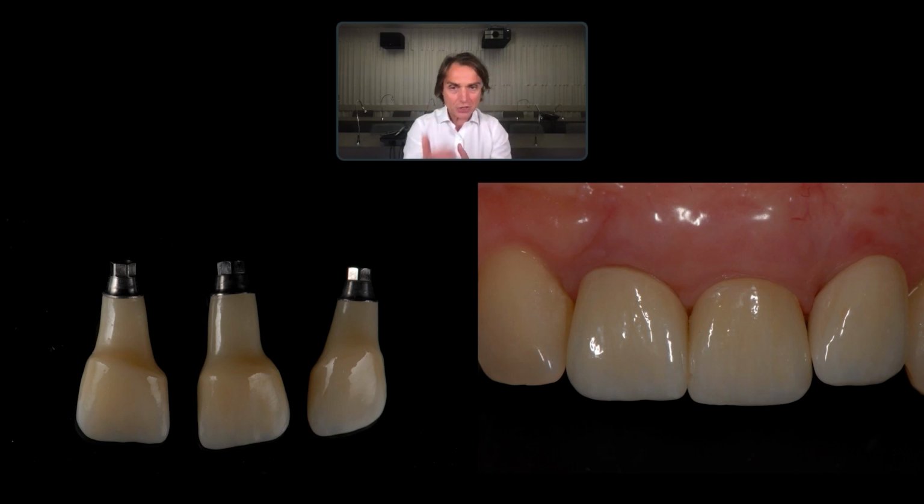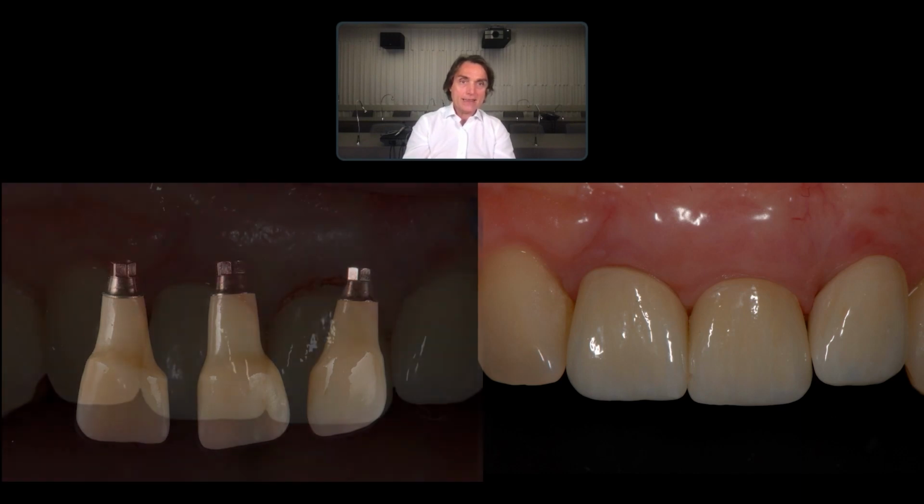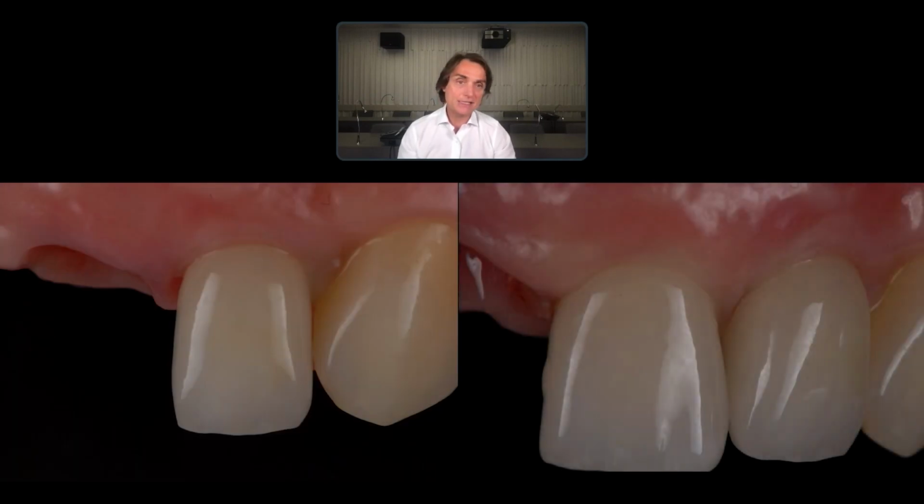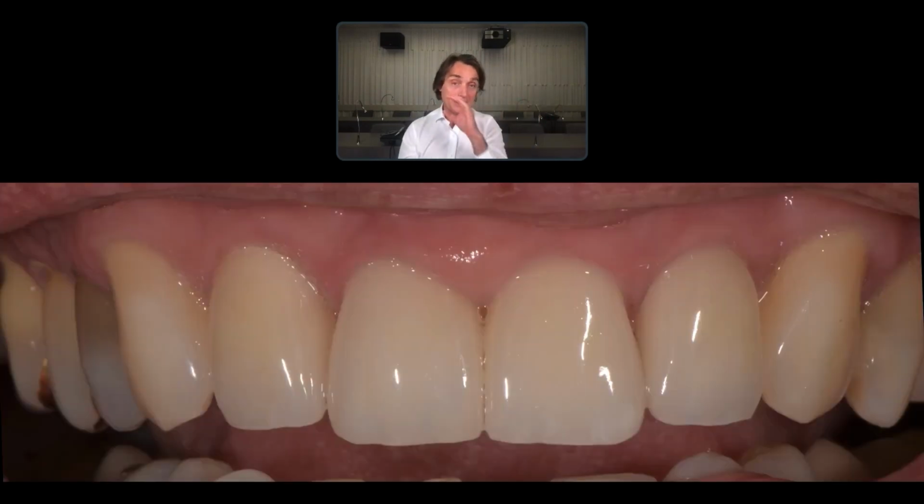Then we provisionalize. Provisional, we go gradual, about 6 months. And if possible, we're going to use a zirconium provisional, because tissue just loves it. And then the first couple of millimeters, we don't want to modify. And then we just change the tissue scalloping here. And then we place the implants. I mean, the final crowns on the implants.